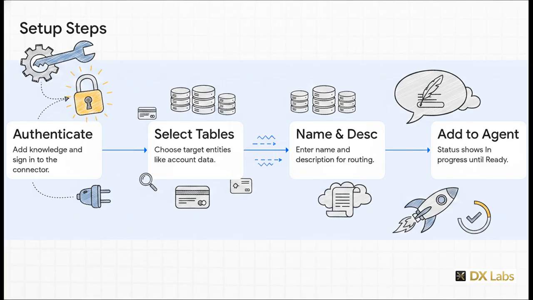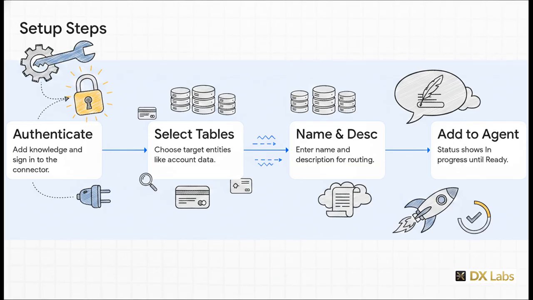Now, for the AB 620 exam, pay incredibly close attention to this next detail. After you click Add, the status will show as In Progress, while Copilot Studio indexes that metadata we talked about earlier. Only when the status flips to Ready can the agent actually start pulling those live answers.